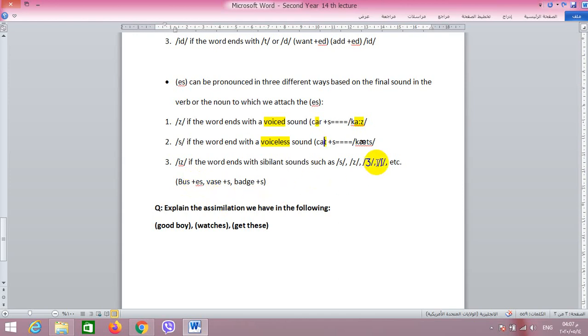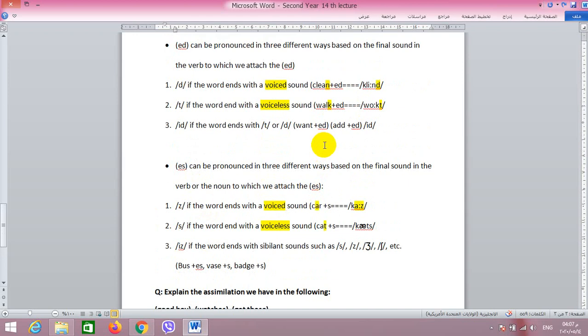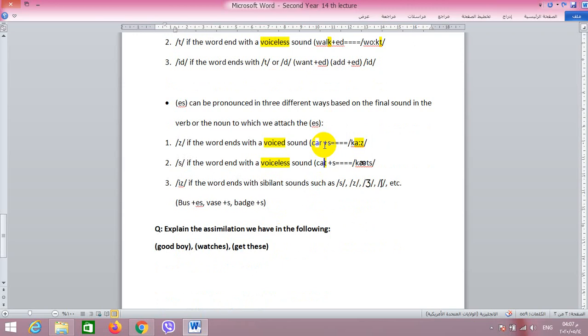Okay, these examples have become very normal, very frequent in English. We don't even ask if we have assimilation here or not. It's almost established and fixed in the language.